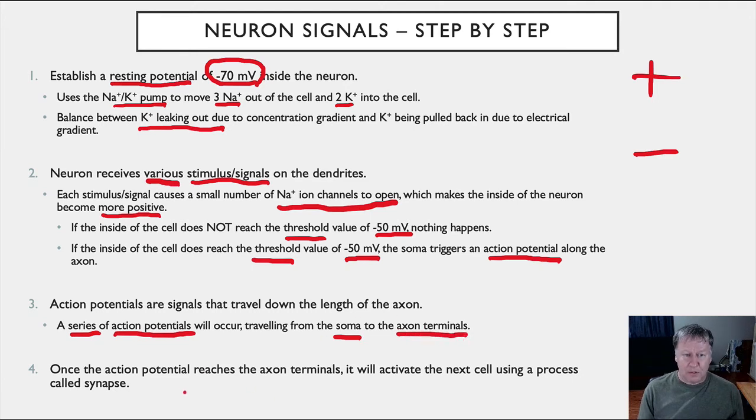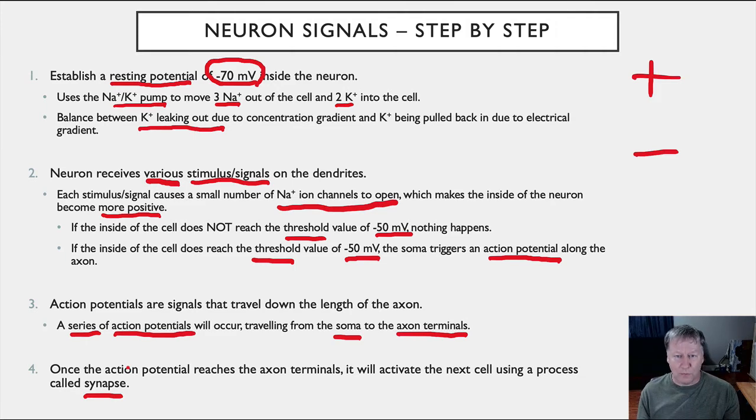Finally, once the action potential reaches the axon terminals, it will activate the next process, which we call synapse, where we pass the signal from one cell to the next. Synapse is going to be our focus in this lecture. We haven't talked about synapse yet. My hope is this is giving a little better idea of kind of the step-by-step what's happening.